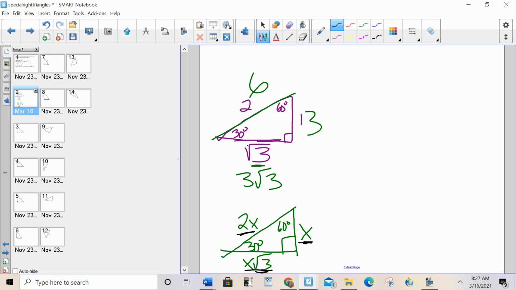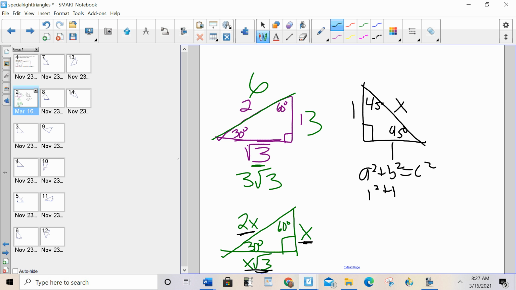Now let's come up with the 45, 45, 90. So because the angles are the same, that makes it an isosceles triangle, which means that the sides are the same. So I'm going to call this 1, I'm going to call this 1. And I'm going to, again, do Pythagorean theorem to find the third side. A squared plus b squared equals c squared. 1 squared plus 1 squared equals x squared. 1 plus 1 equals x squared. 2 equals x squared. Square root. Again, I don't have to write plus or minus since we're talking about distance and we can't have a negative distance. I get radical 2.